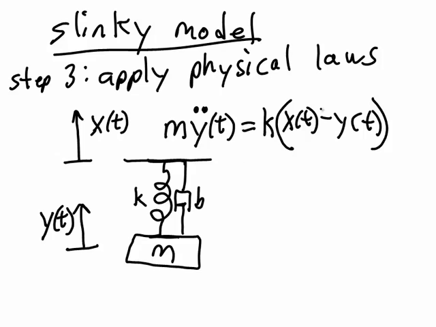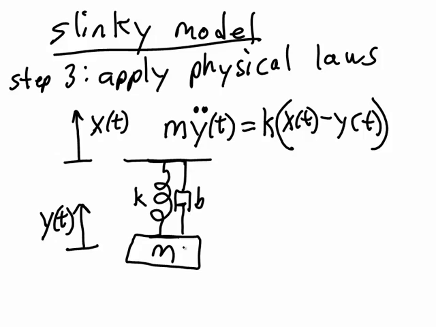Also, when y of t is positive and x of t is 0, the spring force will be pushing the mass down. So this whole force should end up being negative. We can see that this is true. When x of t is 0 and y of t is positive, this whole force will be negative since y is subtracted from x. Now I also need to represent the force of this damper.